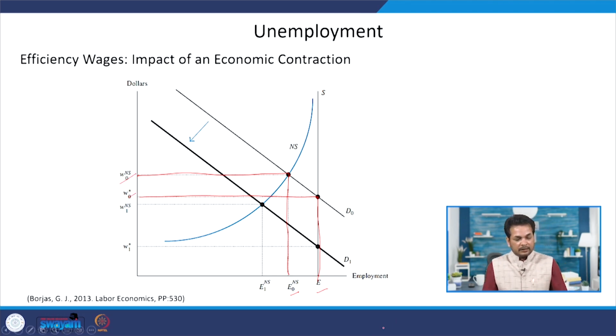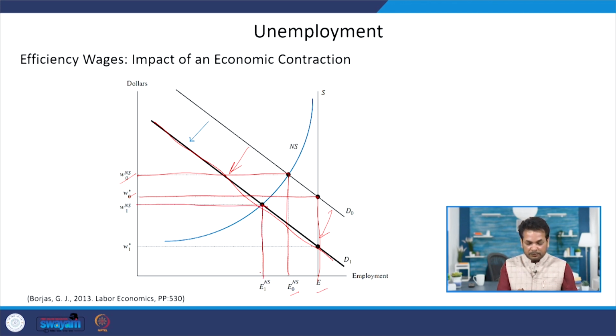Now, let us say there is an economic contraction. So, there is less demand for the workers, and the demand curve shifts from D0 to D1. When a recession happens and there is a shift in the demand for labor, you can see the change in the efficiency wage. The efficiency wage has moved from W0NS to W1NS, and the amount of employment is E1NS in the economy.